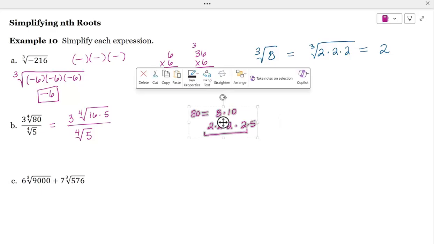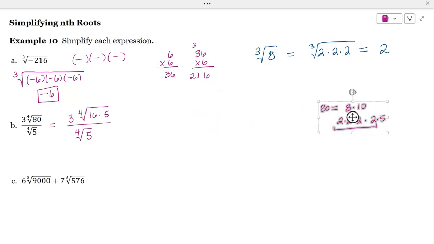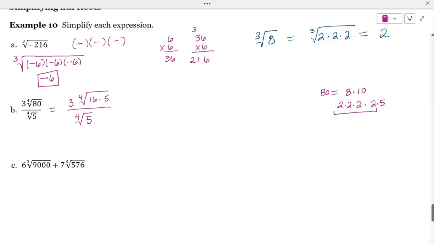Let me move this over. And then just the same way that we do with square roots, I can split these fourth roots up into separate components. And I know that the fourth root of 16 is 2. And then now I've got this fourth root of 5 and fourth root of 5 that are going to cancel each other. So it looks like my answer overall is just 6.